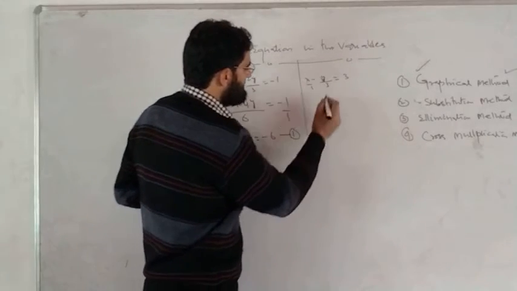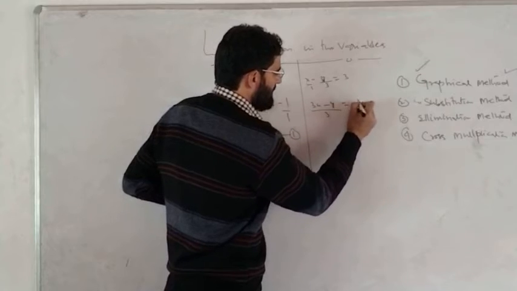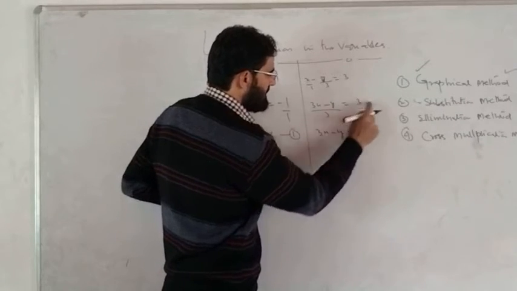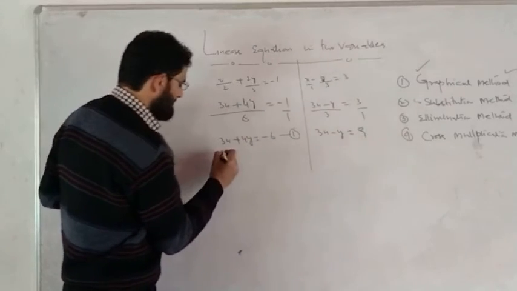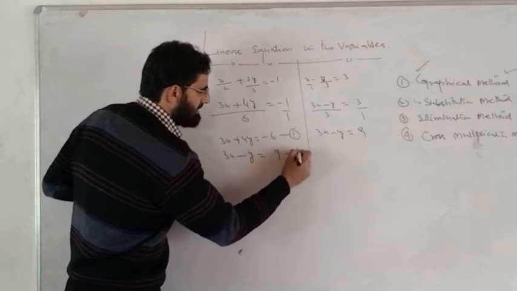Similarly, solving this, 3 into x is 3x minus y divided by 3 is equal to 3. Again, 3x minus y is equal to 3 3s are 9. So second equation is 3x minus y is equal to 9. This is our equation number 2.